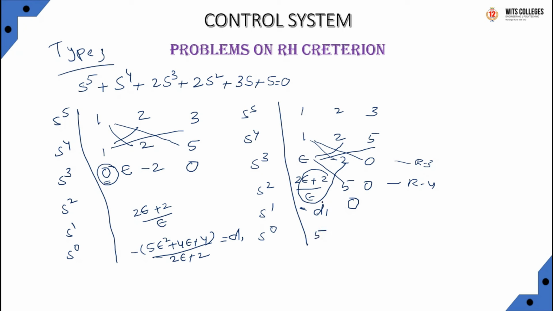Again, to find this value, in the place of epsilon we substitute 0. In that case we will get s power 5, s power 4, s power 3, s square, s power 1 and s power 0.